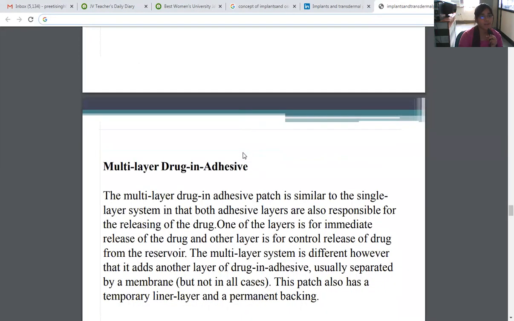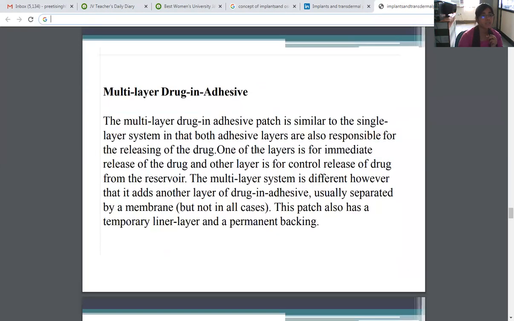So, the multi-layer drug in adhesive. The multi-layer drug in adhesive patch is similar to the single layer system in that both adhesive layers are also responsible for the releasing of the drug. One layer is for immediate release of the drug and the other layer is for controlled release of the drug from the reservoir. The multi-layer system is different, however, in that it adds another layer of drug in adhesive, usually separated by a membrane, but not in all cases. This patch also has a temporary liner layer and a permanent backing.